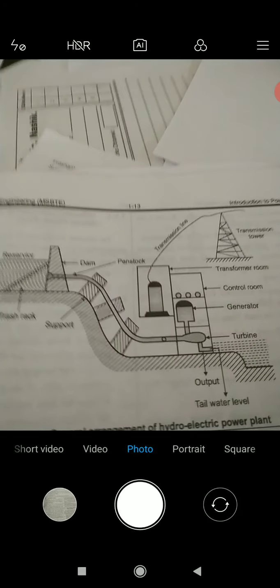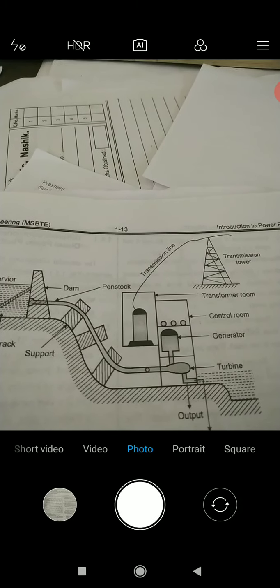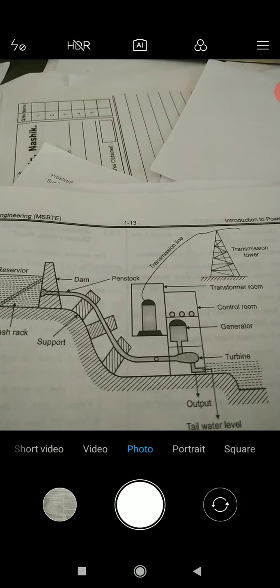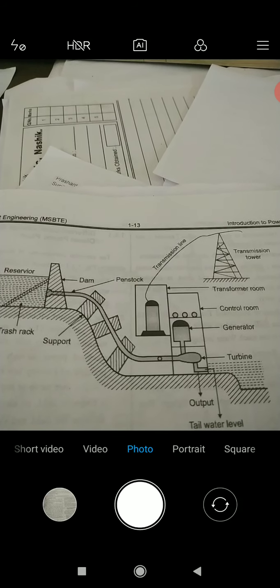Now after this trash rack we will move to the powerhouse. A powerhouse consists of two main parts, mainly substructure and superstructure. The substructure is the hydraulic and electrical equipment, and the superstructure is the house constructed for protection of equipment. The generating unit and the exciter are located on the ground floor.